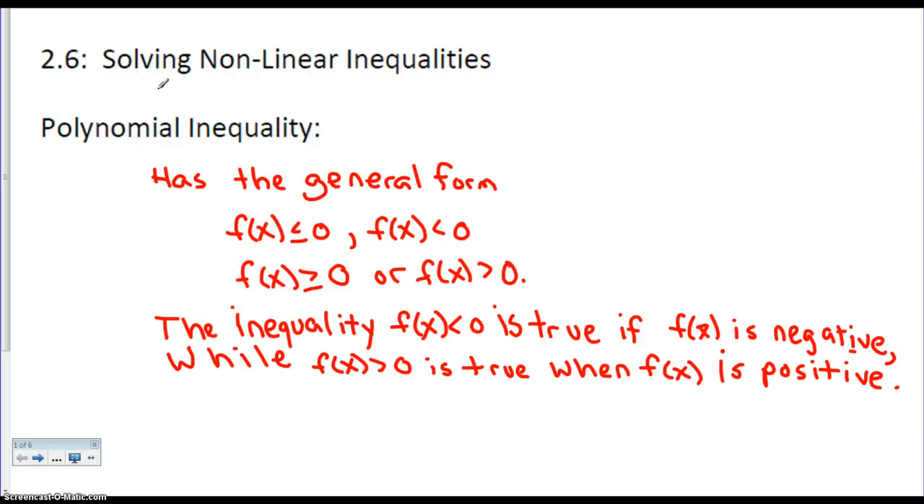Right, so today we are going to start our two-day learning process of solving nonlinear inequalities. I'm going to give you guys 30 seconds or so just to write down this definition, and I will talk about it in about 30 seconds.